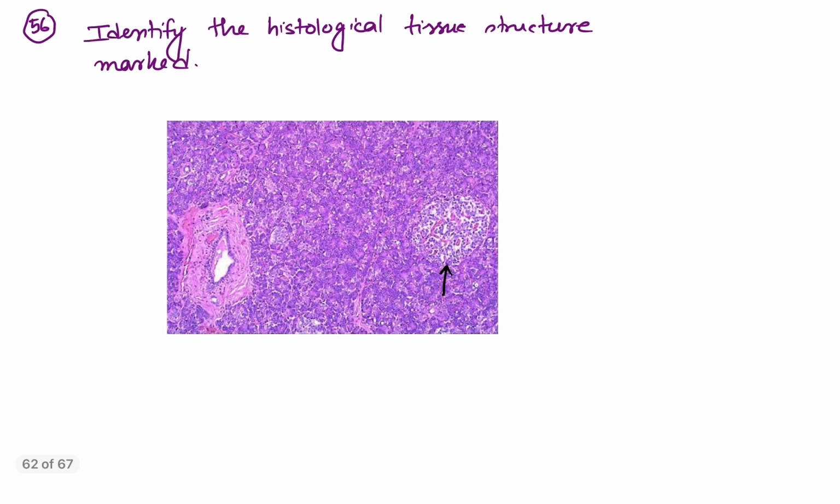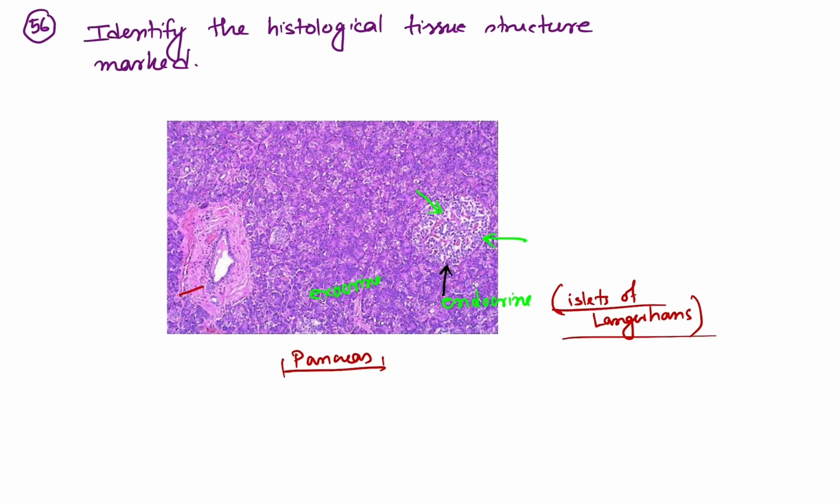Coming to question number 56, identify the histological structure marked. See here, this structure is marked. What is this? This is the histological picture of pancreas. As all of you know, pancreas is a mixed type of gland. It has both an exocrine part and an endocrine part. This is the exocrine part of the pancreas, and this marked structure is the endocrine part. What is the name of this endocrine part of the pancreas? It is known as the islets of Langerhans. So the question asks, islets of Langerhans, the endocrine part of the pancreas, and this is the blood vessels.